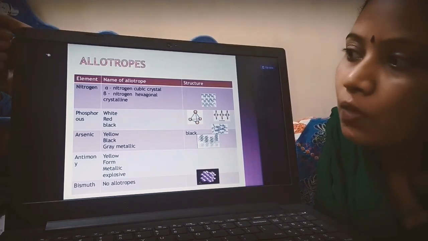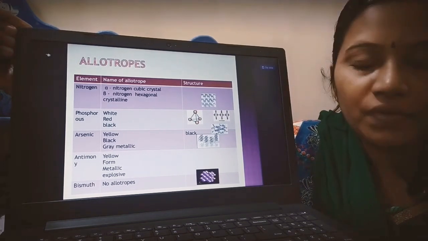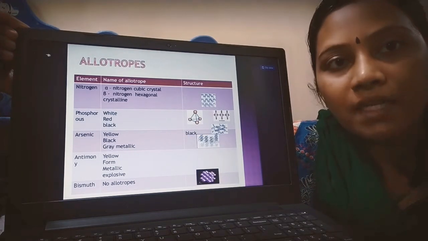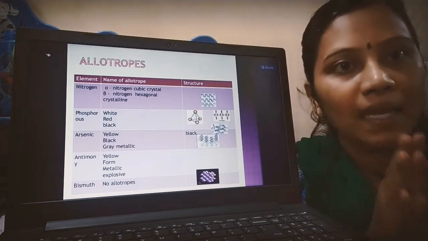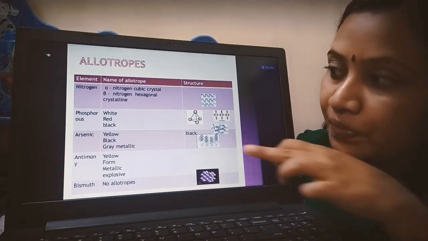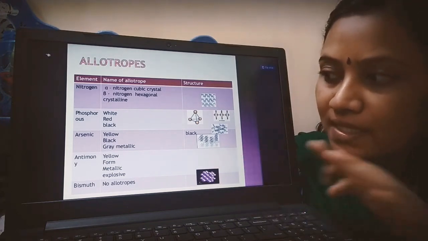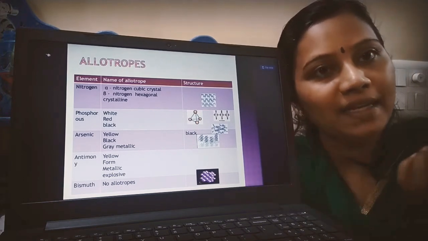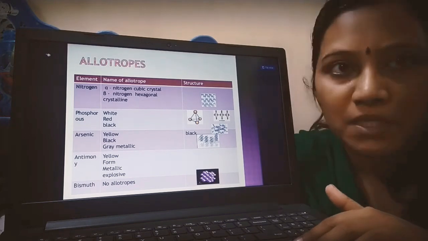Now what happens to phosphorus? Phosphorus occurs in three forms: white phosphorus, red phosphorus, and black phosphorus. Moving to arsenic, it appears as yellow arsenic, black arsenic, and grey metallic arsenic. Coming to antimony, it exists in yellow form, metallic form, and explosive form. For bismuth, there is no allotrope because it already exists in very, very low concentration.